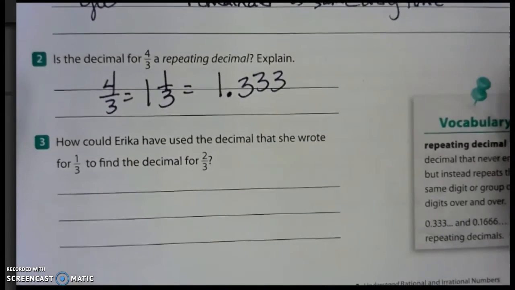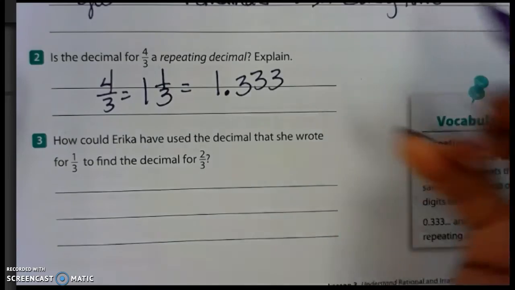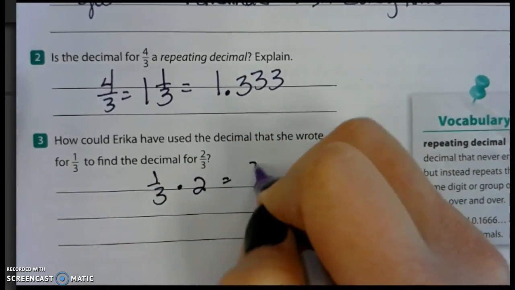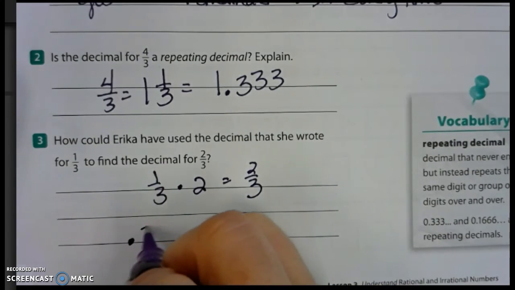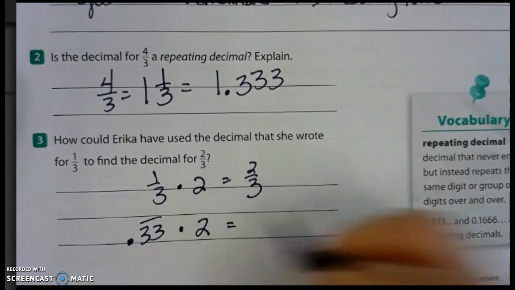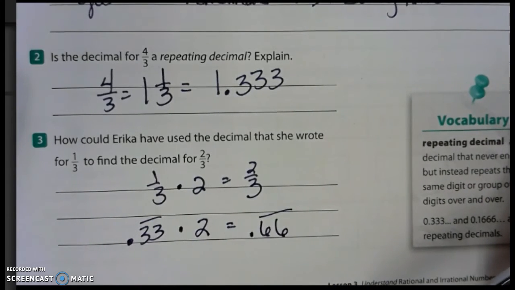Number 3. How could Erica have used the decimal that she wrote for 1/3 to find the decimal for 2/3? Well, if you notice that 1/3 times 2 would equal 2/3, then you would know that she could have taken her decimal, 0.3 repeating, multiplied that by 2, and she could have got 2/3 as 0.6 repeating. If you double one, you could double the other version because the numbers are the same.